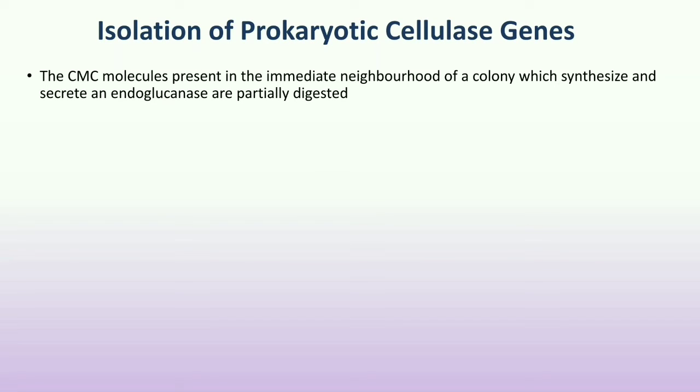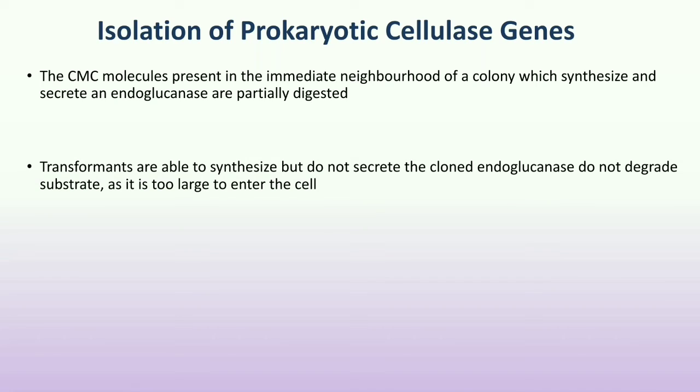So the CMC molecules present in the immediate vicinity or neighborhood of the colonies which synthesize and secrete an endoglucanase are partially digested. So the transformants will be able to synthesize but not secrete the cloned endoglucanases. Due to this, they do not degrade the substrate because the cellulose molecule is very large to enter inside the cell.